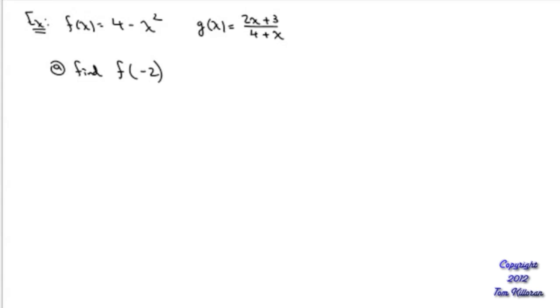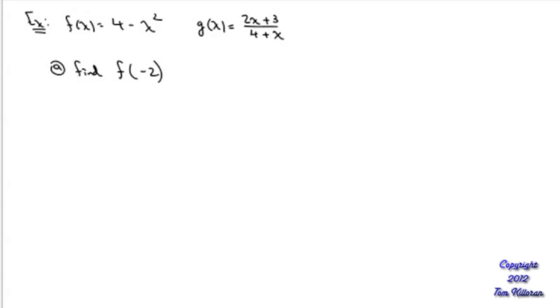So, for example, if I give you f of x is equal to 4 minus x squared, and g of x is equal to, let's make it ugly, (2x plus 3) over (4 plus x). I want you to find f of -2.